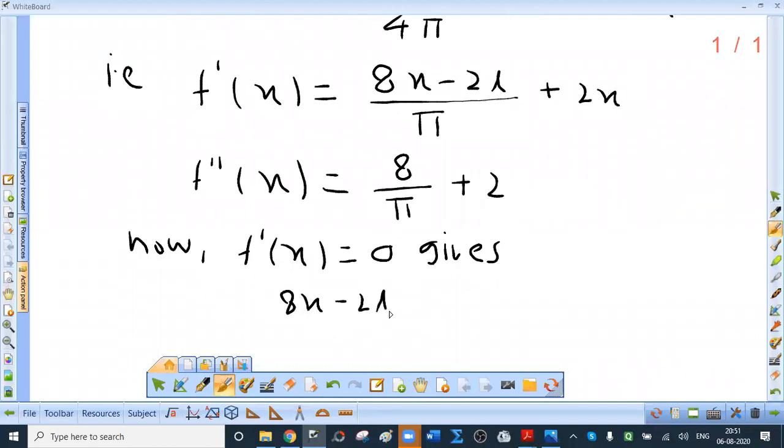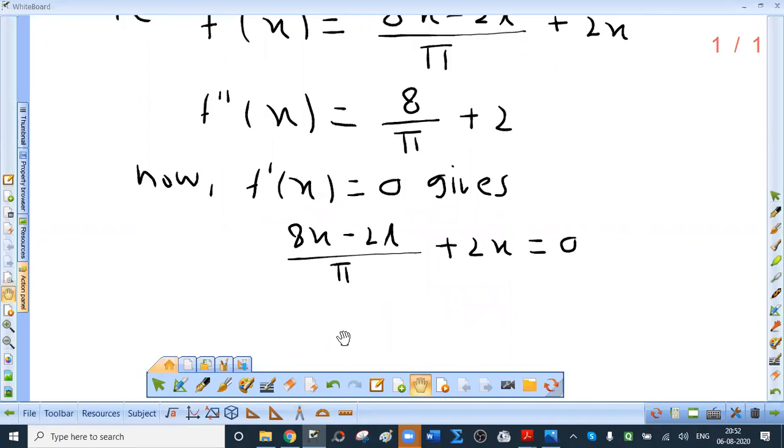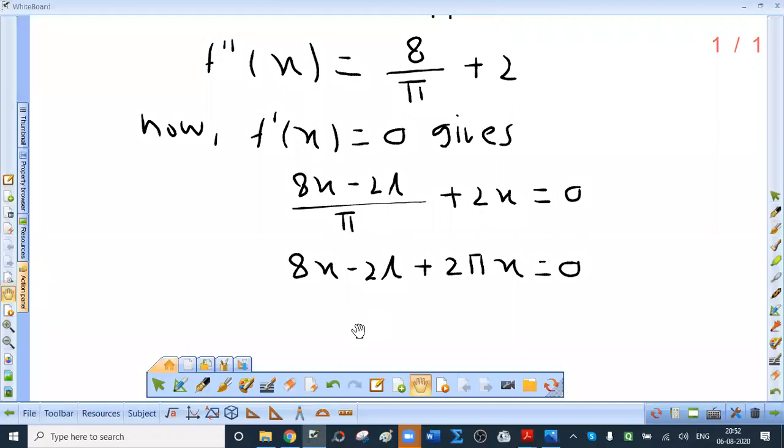8x minus 2l upon pi plus 2x equal to 0. So what should be done? 8x minus 2l plus 2 pi x equal to 0. Solve this equation for x.